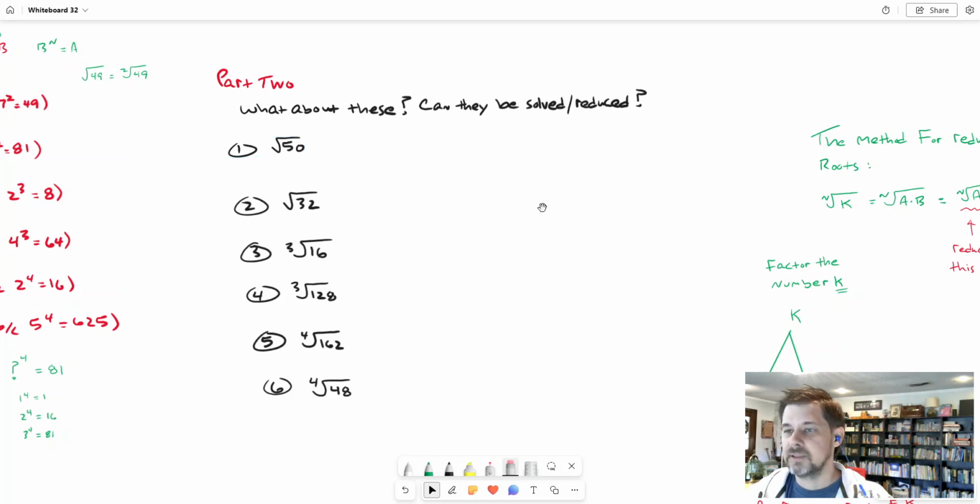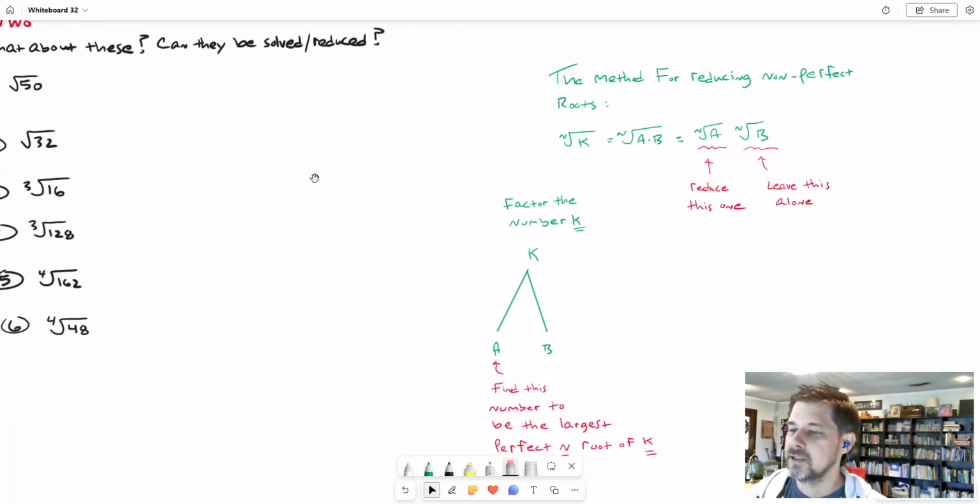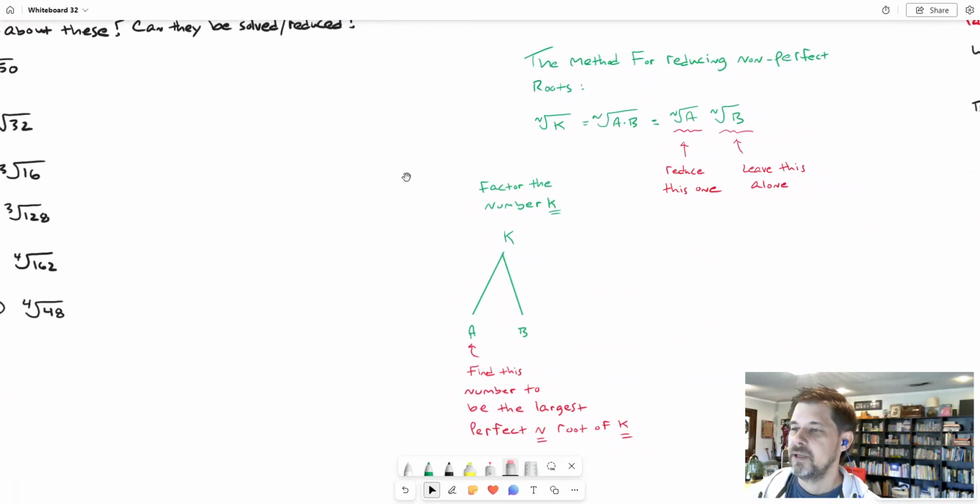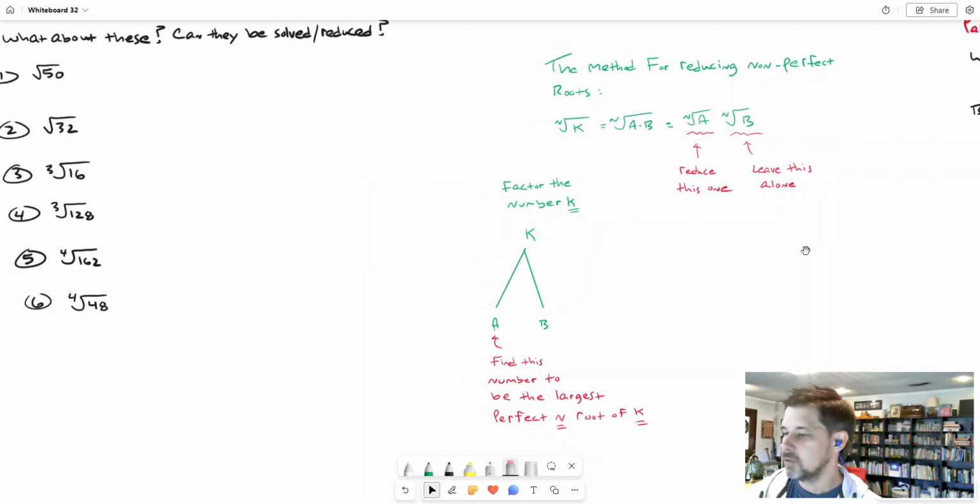So let's see. There is a method for doing this, and my opinion on the method most of the time in math is that if I just explain the method, it makes it seem harder than it is. If I just showed you how to solve these problems, I think you'd probably pick up on the method yourself, if you saw enough examples. But still at the same time, I think I should outline the method. So here's the method for reducing non-perfect roots.